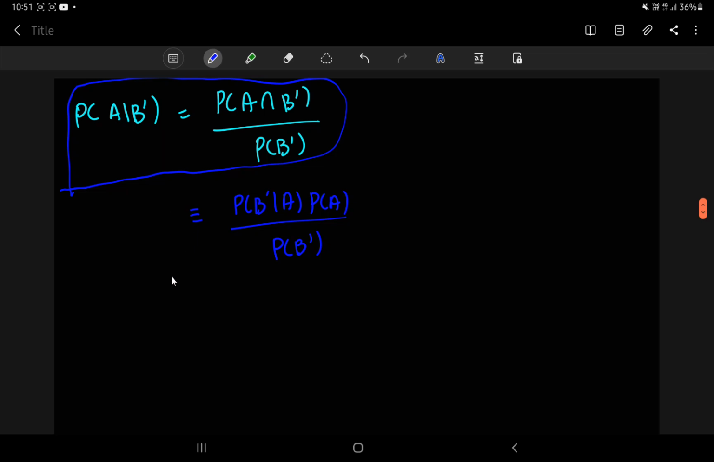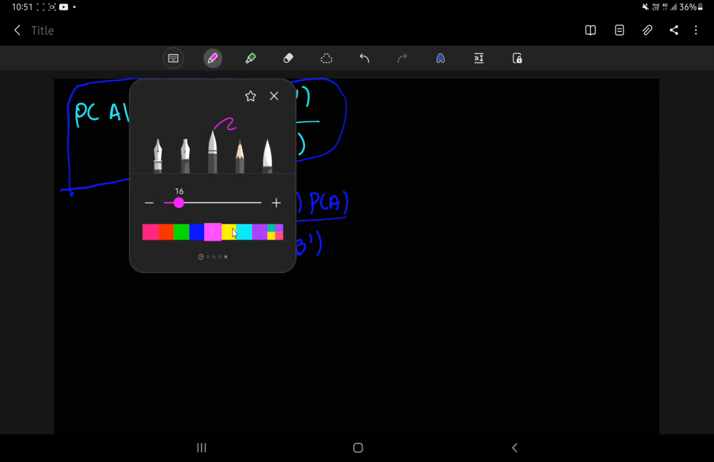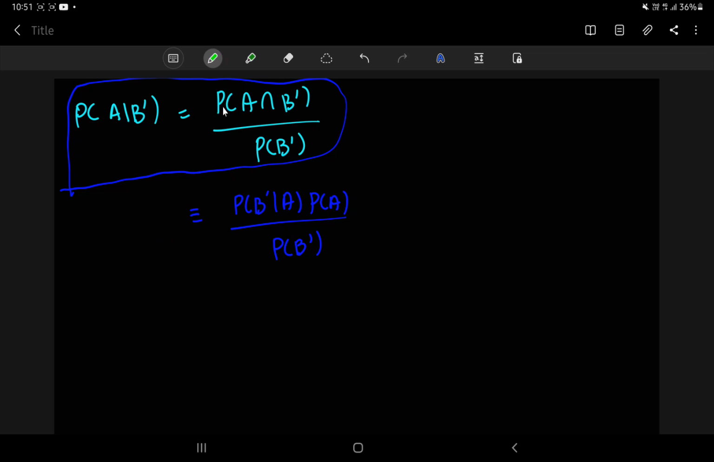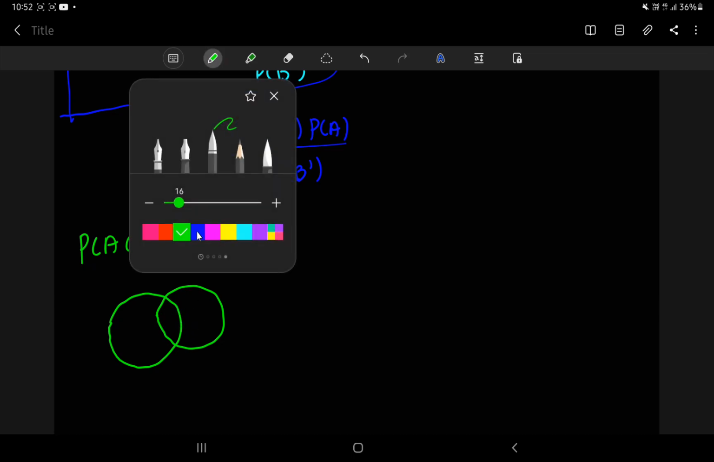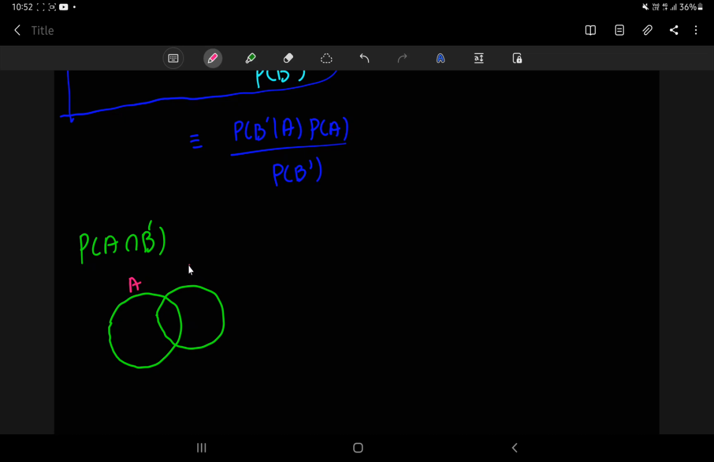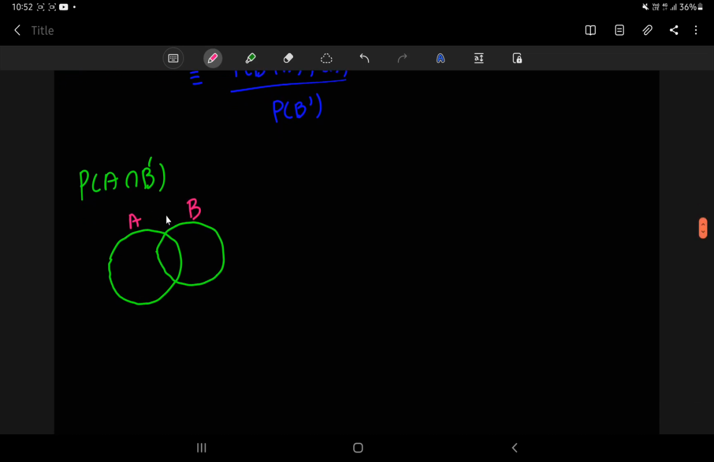If you observe this, the top fraction is the probability of A intersection B complement. What does it mean? Let me draw the Venn diagram. Assume that A and B are mutually inclusive, which means they have an intersection over here. For example, this is event A and event B. So events A and B are mutually inclusive, I assume.